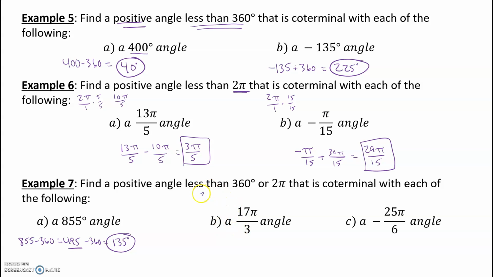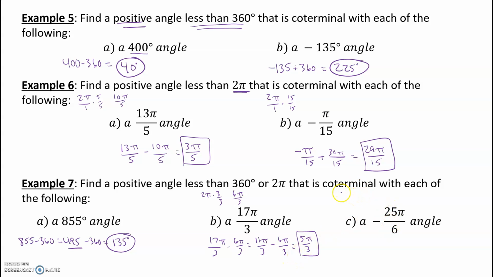Here, again, 2 pi is the same as 6 pi over 3. So we're going to subtract 17 pi over 3 minus 6 pi over 3. And you get 11 pi over 3, which is still bigger than 2 pi, so let's subtract it again. Minus another 6 pi over 3. And you get 5 pi over 3. Again, that is less than 2 pi, so we're good.